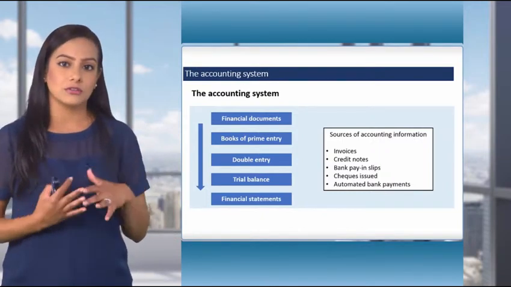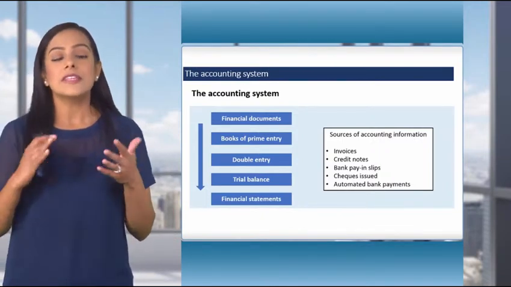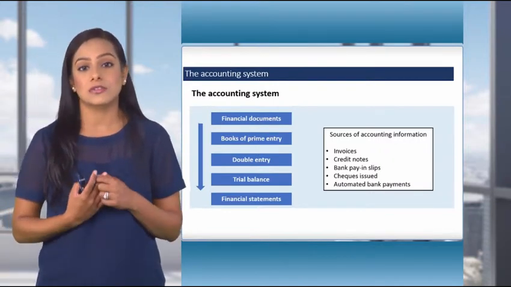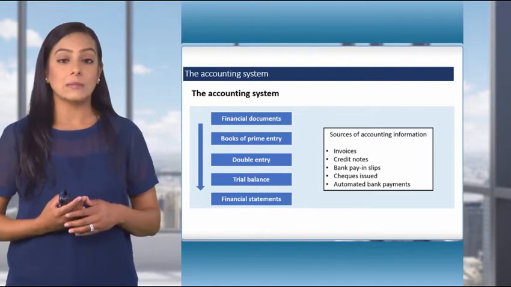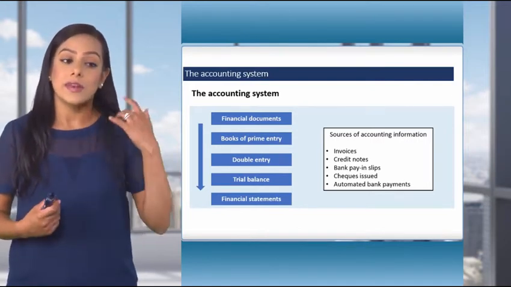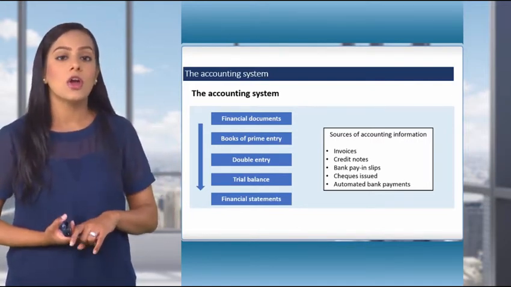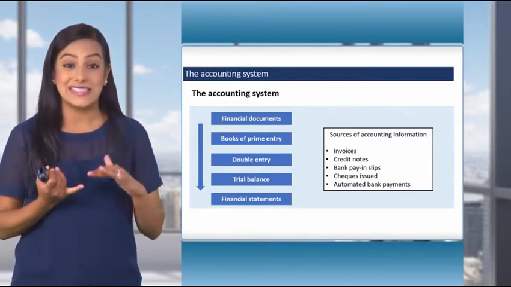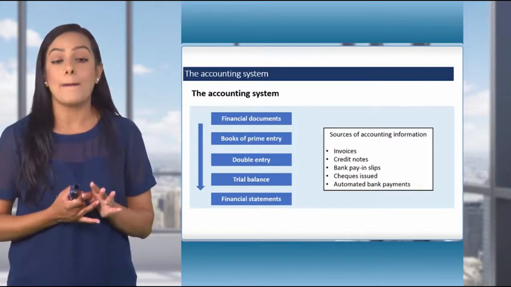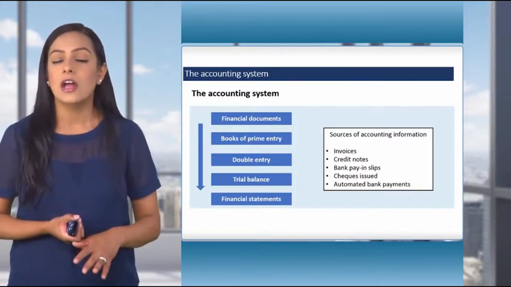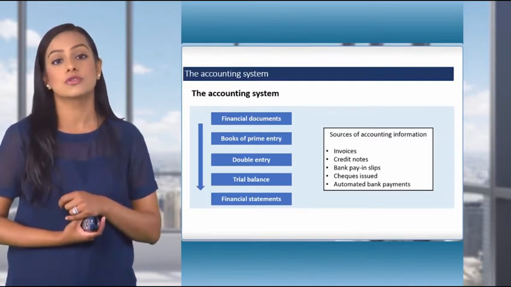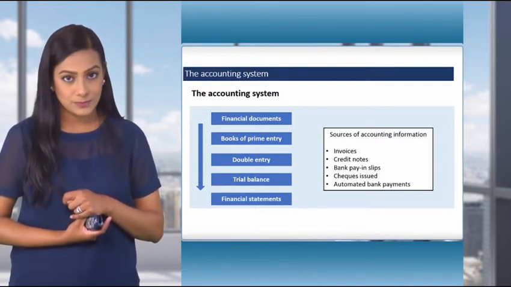Starting off with financial documents. This is where we have a document which is generated as a result of the transaction. So for example, if you made a sale, then it means you will issue your customer with an invoice. And on that invoice are details of the dates, the number of units purchased, the discounts, the VAT, and the total amount due to you from the customer.